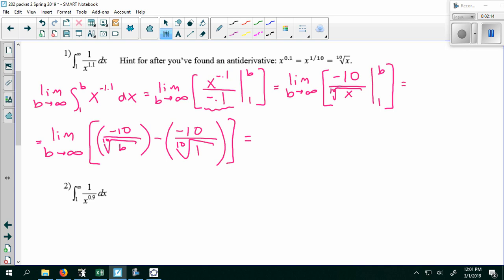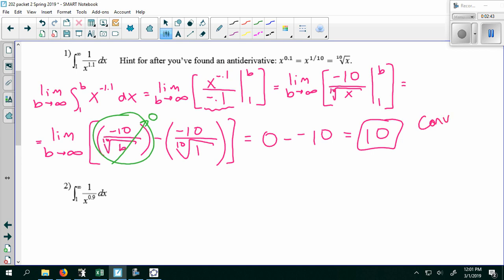Okay, so now I'm going to take the limit. Think about what happens to this fraction as b gets really, really large. So as b gets really, really large, so does the 10th root of b. So the denominator is going to infinity, which means this entire fraction is going to 0. So this ends up being 0 minus negative 10, which is 10. So this came out to a finite number, which means the integral converges.